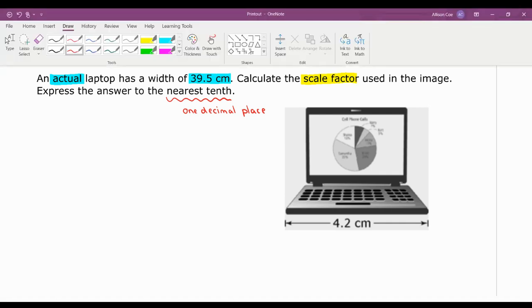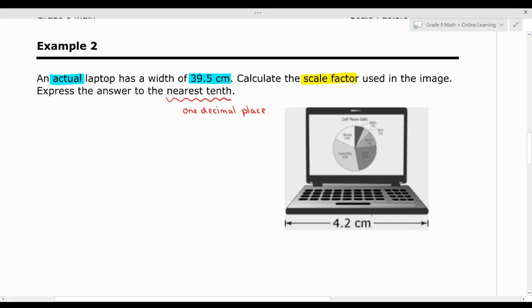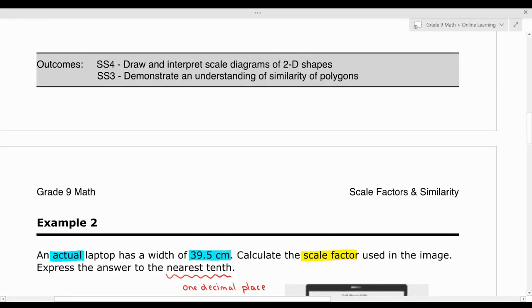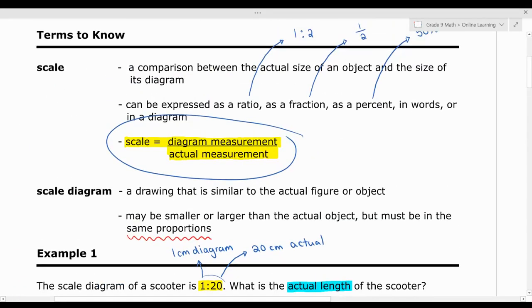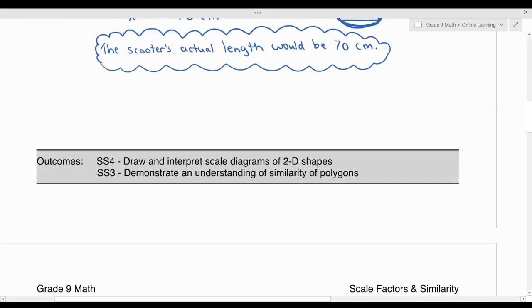Okay, now you also have some information in your picture. Okay, so the picture shows that it is 4.2 centimeters. Okay, well, that would be a really teeny tiny computer. So clearly this would be representing diagram length. Okay, and then it wants us to find the scale factor. So reminder, what it's really wanting us to figure out is this, okay, because that formula represents scale factor.